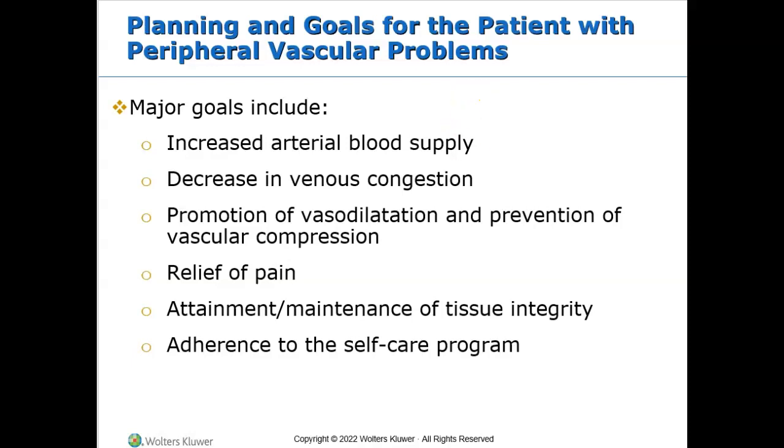The goals for the patient with peripheral vascular problems: we want to improve peripheral blood flow, improve oxygen delivery to affected limbs, alleviate pain, alleviate any symptoms of intermittent claudication, prevent complications such as non-healing ulcers or infections, decrease venous congestion, prevent vascular compression, promote vasodilation, and maintain tissue integrity.